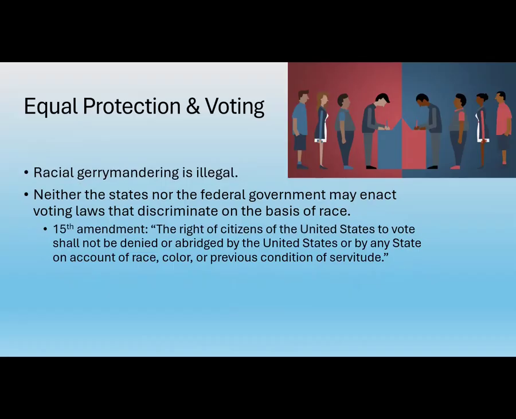Neither may enact voting laws that discriminate on the basis of race, because the 15th Amendment reads, "The right of the citizens of the United States to vote shall not be denied or abridged by the United States or by any state on account of race, color, or previous condition of servitude." So this amendment, the 15th Amendment, applies to both levels of government.